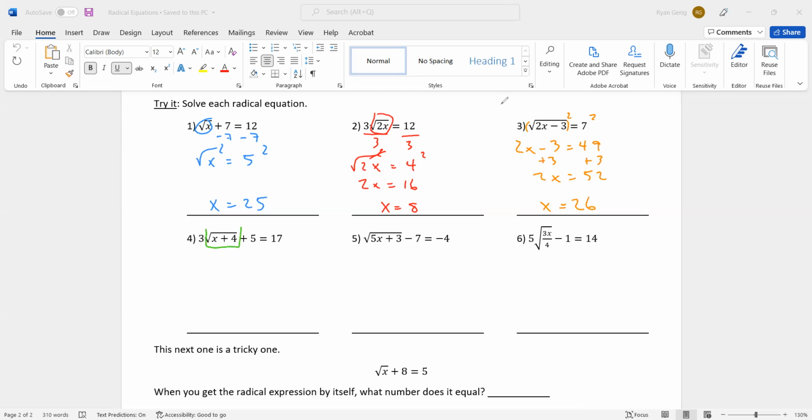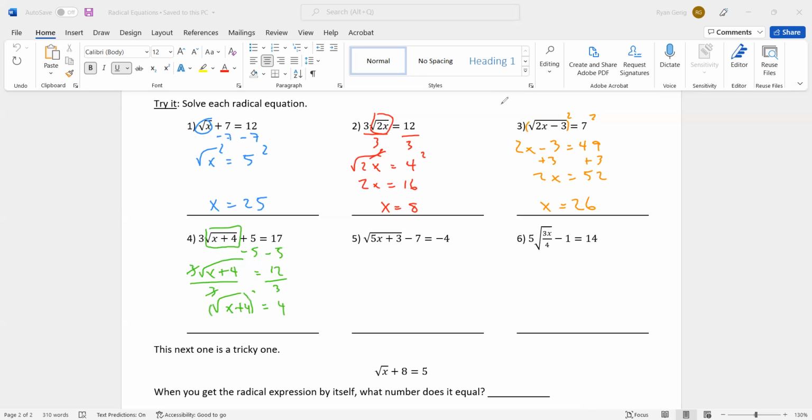Radical expression is x plus 4. I want to move the 3 and the 5. I have to move the 5 first. So I have 3 radical x plus 4 equals 12. Divide by 3. I have the radical x plus 4 is equal to 4.